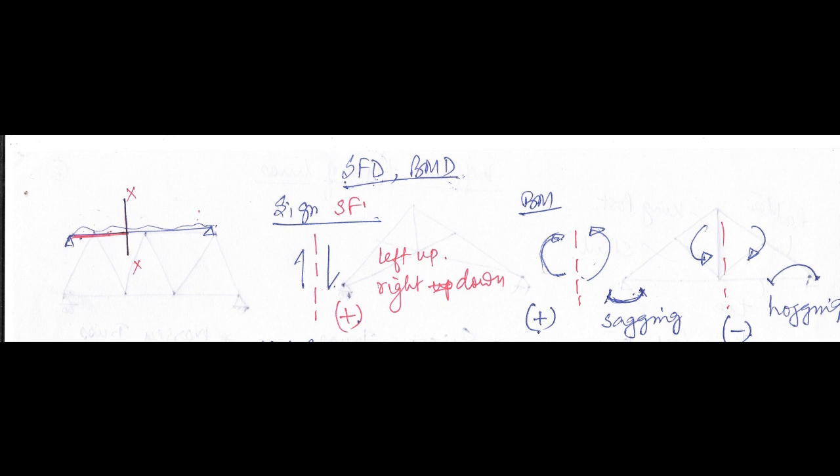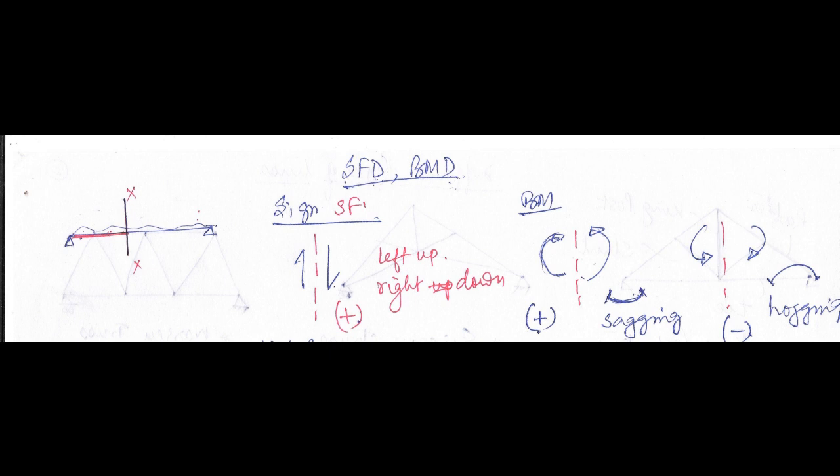We can tell that a sagging bending moment is also positive, because this type of sign convention, as we are discussing, is generally applicable for a simply supported beam. A simply supported beam gives sagging bending moment and it is considered positive. Similarly, a cantilever beam gives a hogging bending moment and hence it is considered negative.